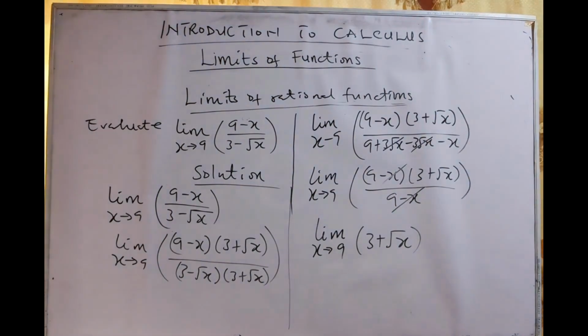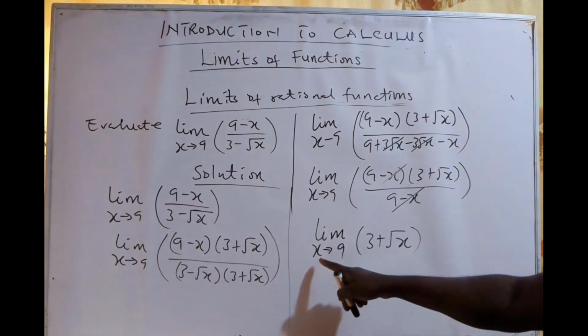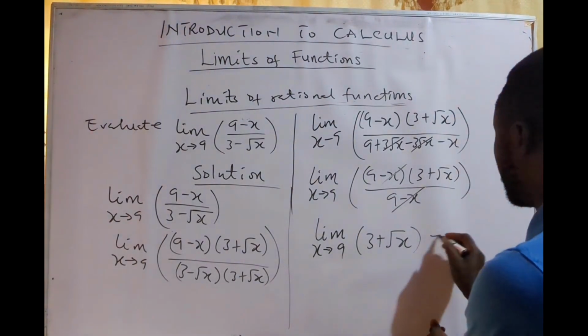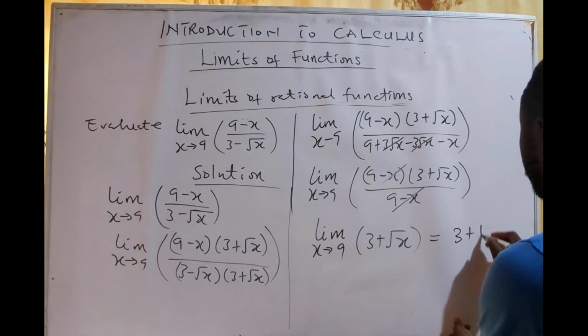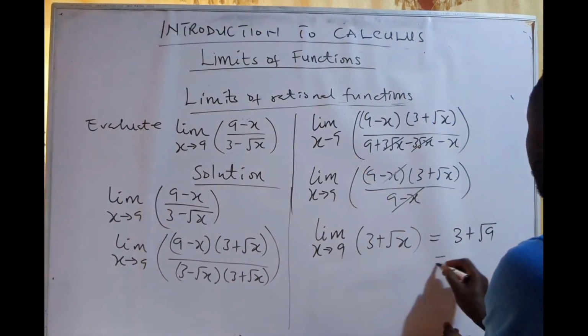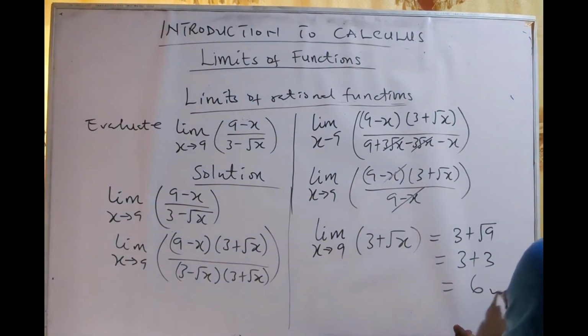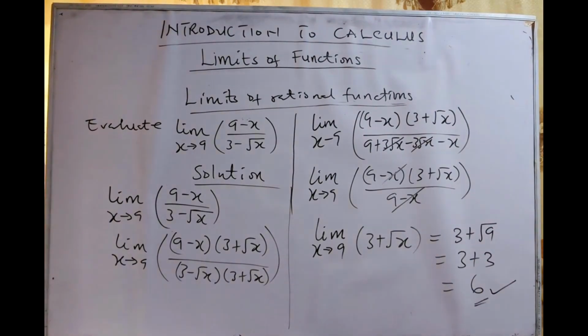Okay, so now where I have reached, I can substitute the value of x, which is 9. So it will become 3 plus root of 9. And what is root of 9? That is 3. So 3 plus 3 will give me 6. So my answer is 6. Alright, I believe this is understood.